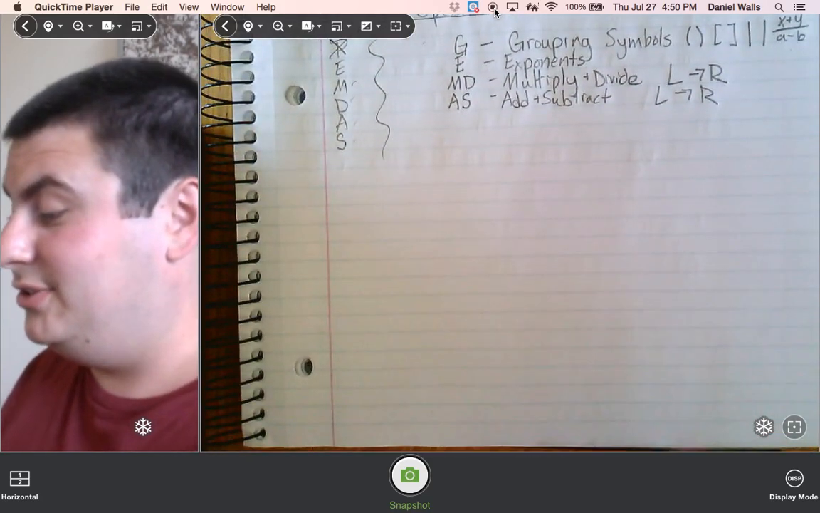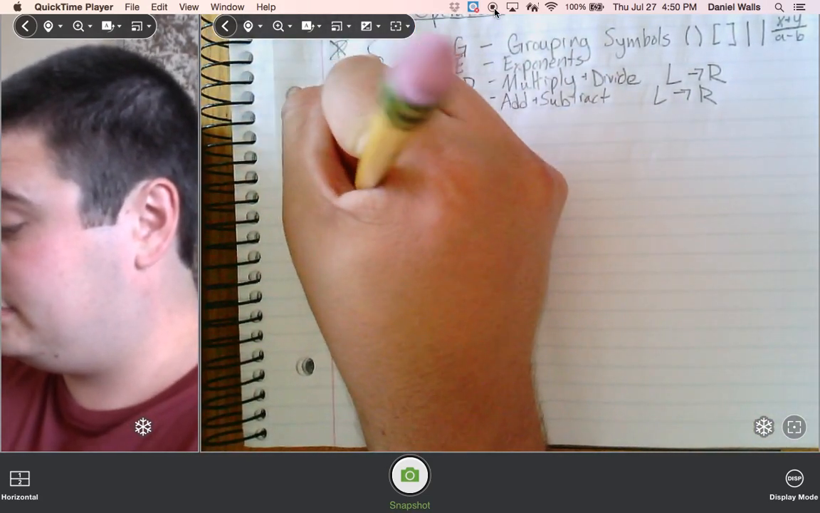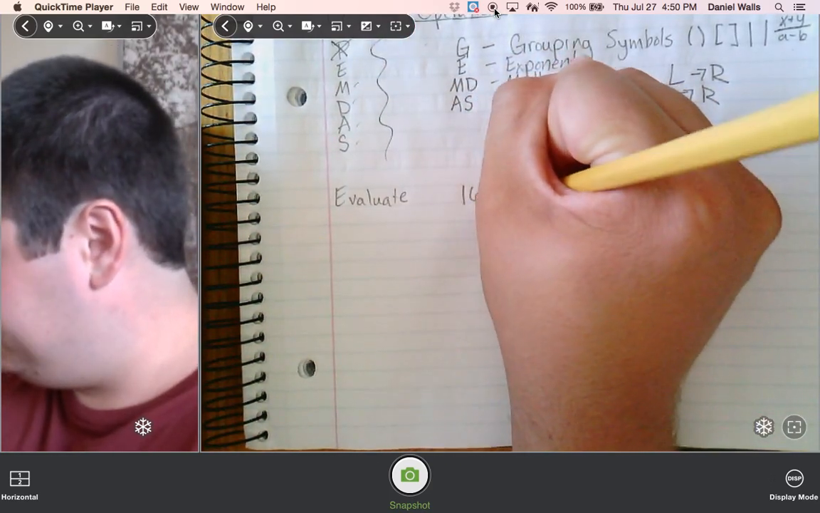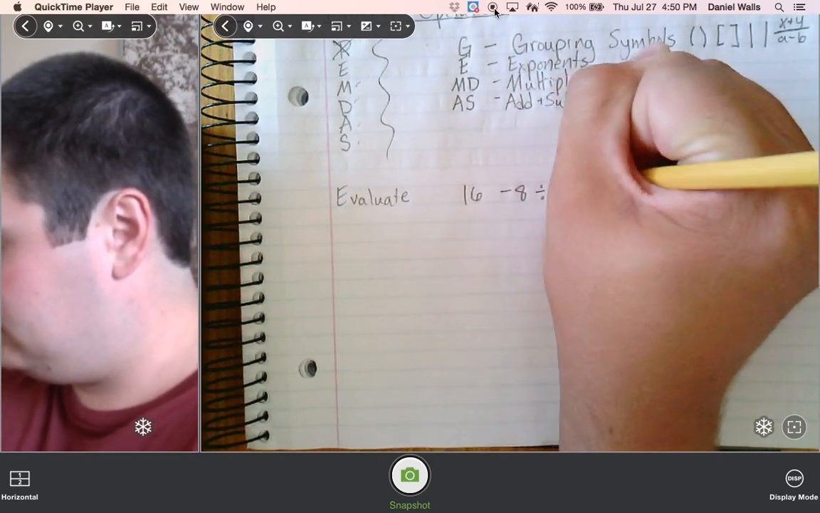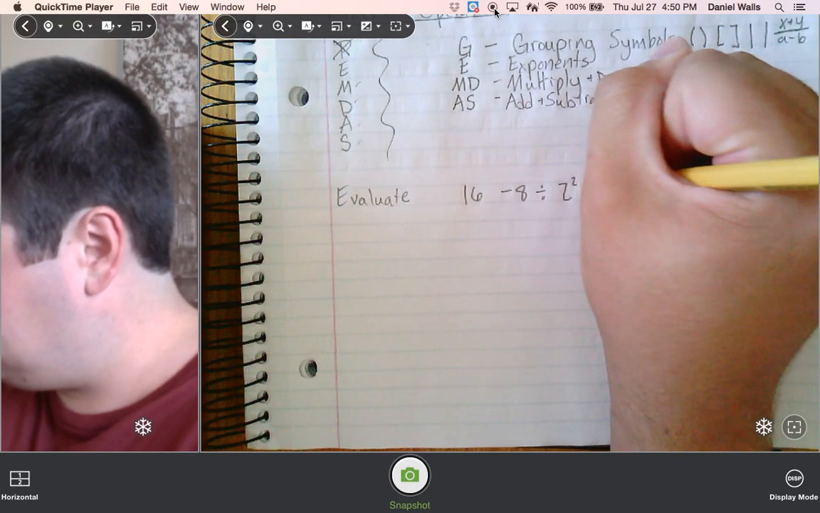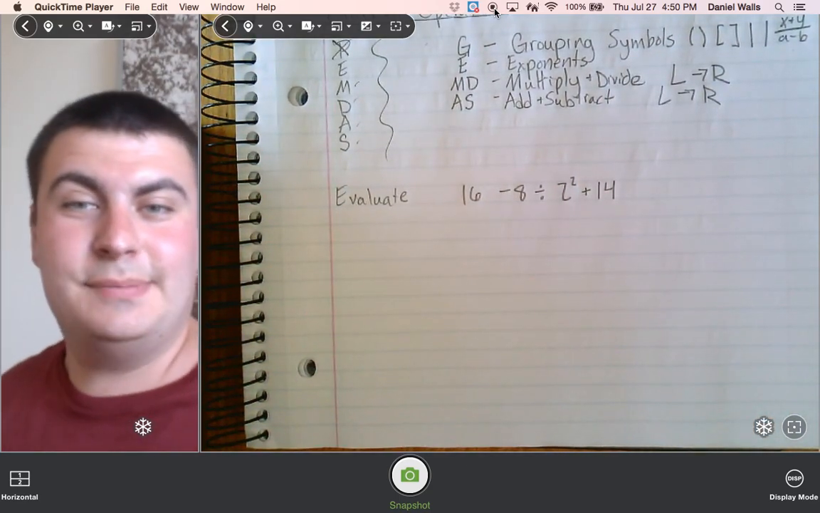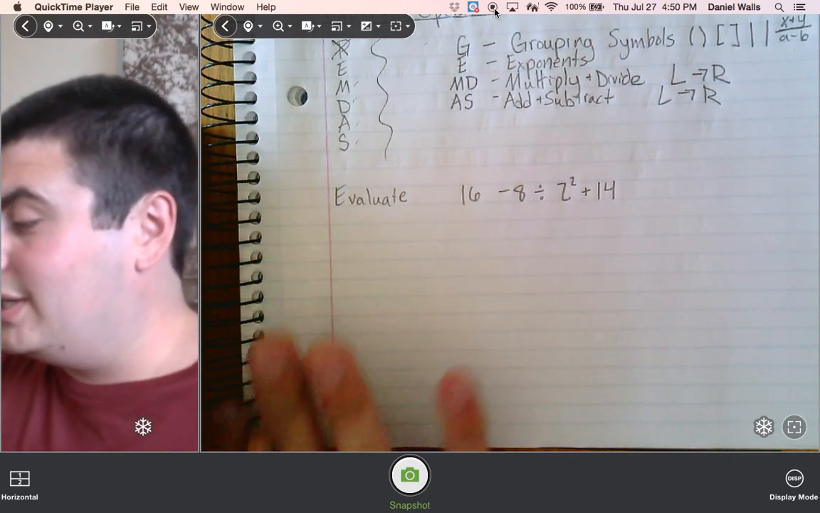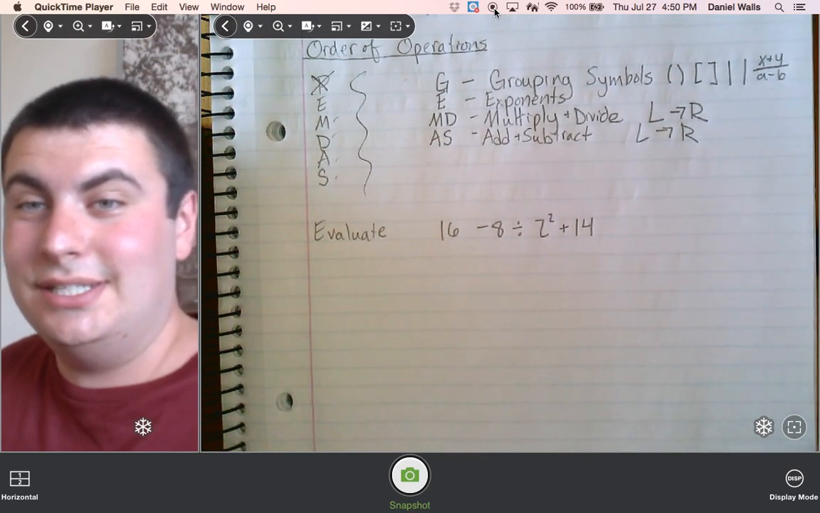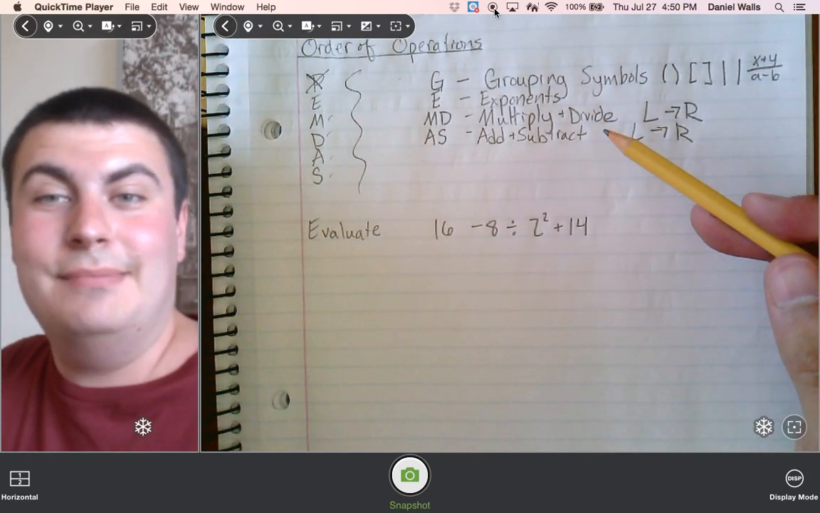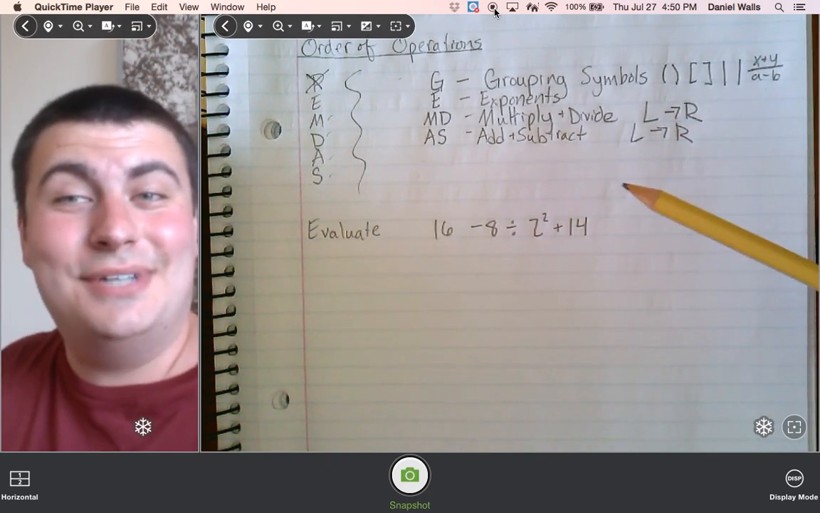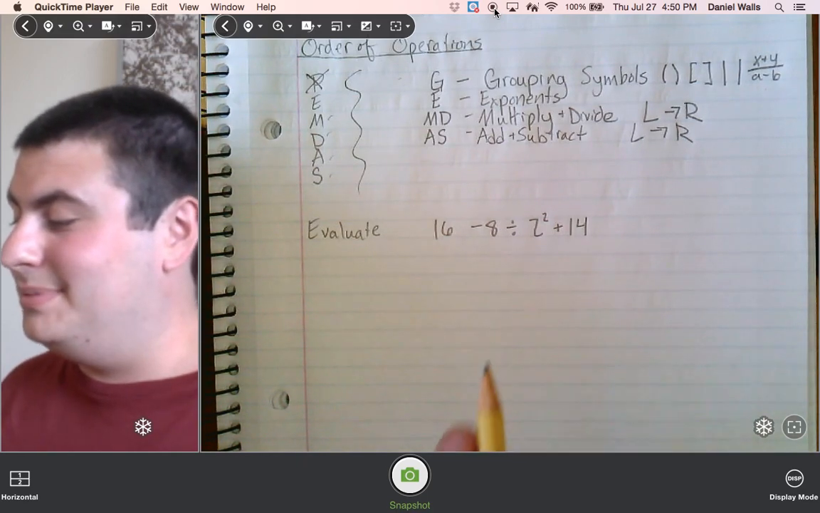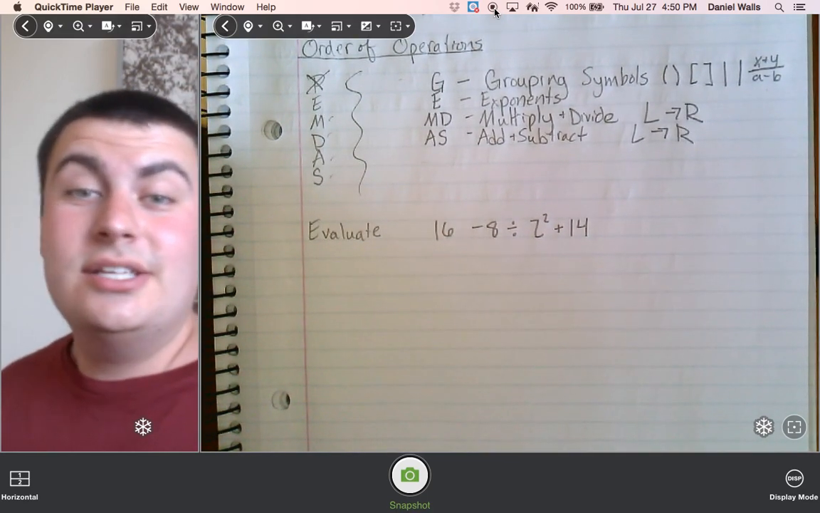So, if we had to evaluate this expression, 16 minus 8 divided by 2 to the second power plus 14. We're going to use this order of operations, so grouping symbols, then exponents, then multiplying and dividing left to right, then adding and subtracting left to right, to go through and to evaluate, to simplify, to find the simplest value of this expression.